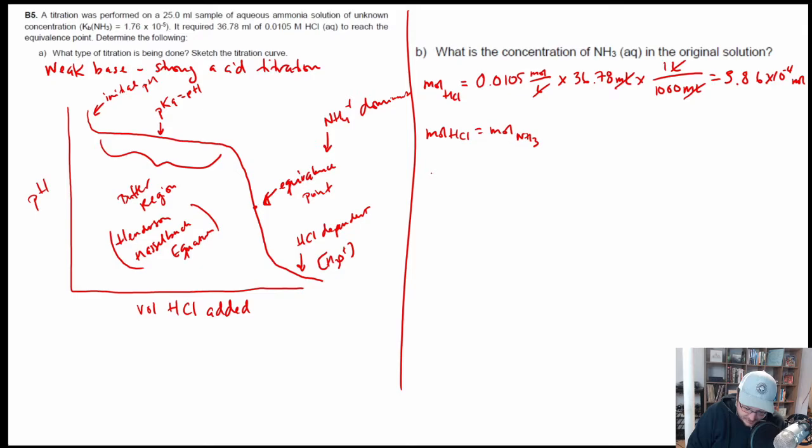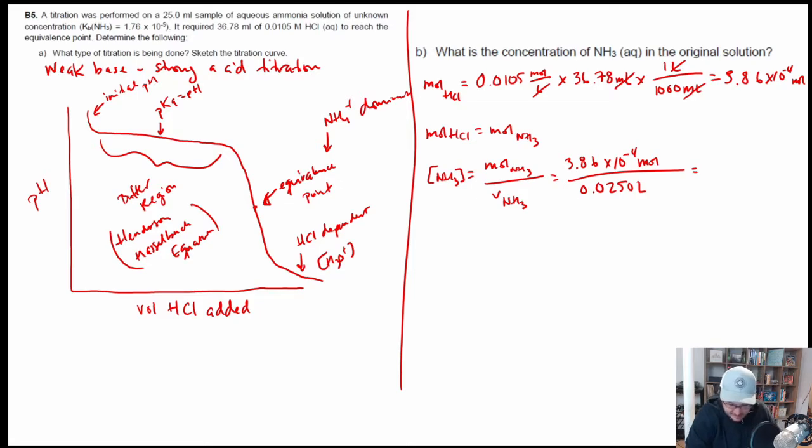And now to get the concentration of NH3, all we have to do is simply take the moles of NH3 and divide them by the volume of that solution. So what we have is 3.86 times 10 to the negative 4 moles divided by 25 milliliters, which is simply 0.025 liters.